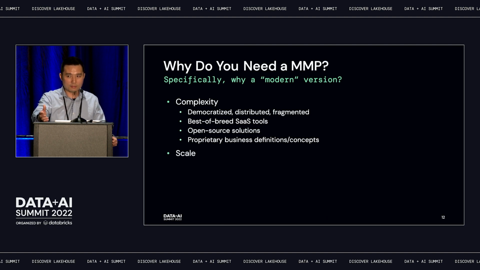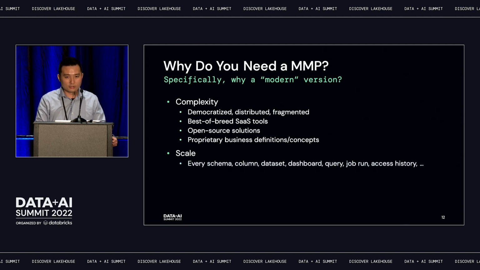And not just does it become more complex, it's also a scalability issue. If you only care about cataloging your tables and maybe your dashboards, you're talking about tens of thousands, maybe 100,000 at most. But if you actually want to capture all the metadata generated throughout your pipelines, every single column, every single job that ran, every query, every access history, at that point you're no longer talking about a small set of data. You're talking about essentially web scale, because all these systems run millions of times every day, right?